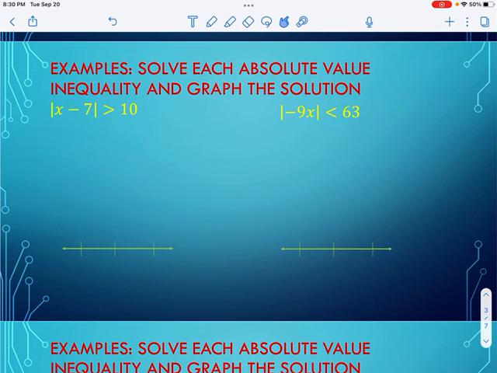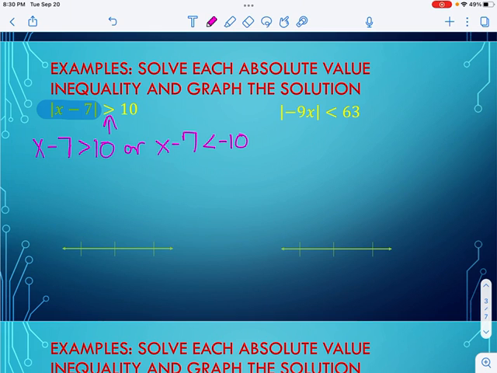So we're going to start in on this first one, and we say, okay, my absolute value is isolated and it is a greater than symbol. So what we're going to do is split it and make it into an "or" statement. So x minus 7 is greater than 10, or x minus 7 is less than. Here's where we flip the inequality and make the 10 the opposite, the negative of it. So we have our positive case and our negative case.